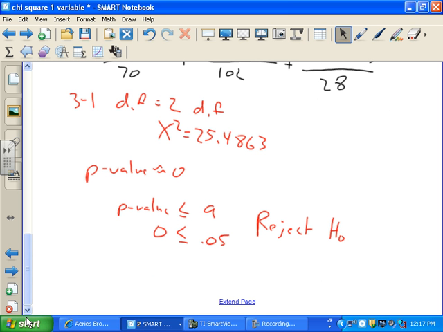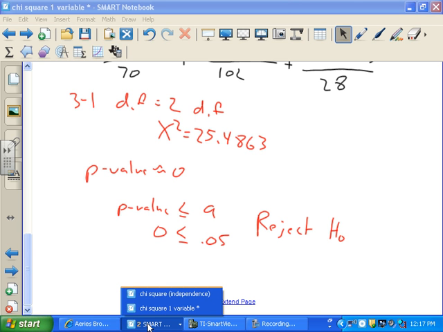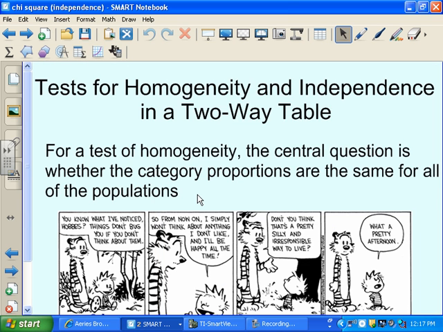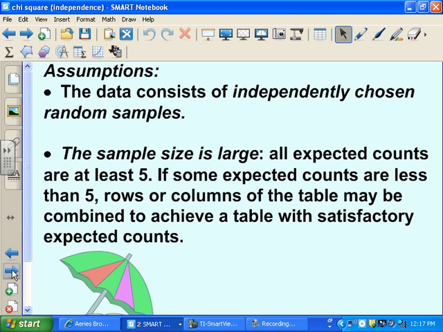You guys okay with that one? So that's yesterday. Going to go ahead and get into today's, which is chi-squared for homogeneity and independence. They are the same. Notice that we're going to change a little bit about how the categories work.